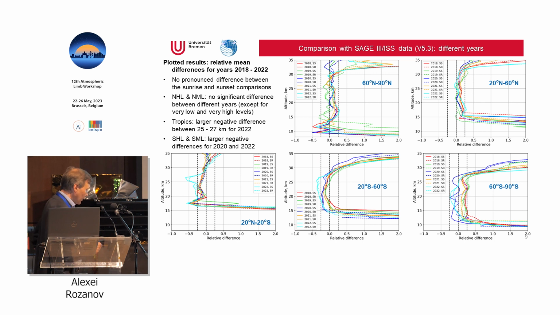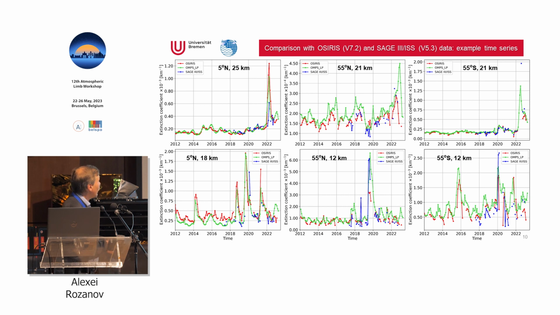The same picture holds for all the different years of SAGE. What we see here is that only 2022, the Hunga Tonga year, has quite large differences, and all other differences are more or less the same for the different years. And here are just a couple of examples.